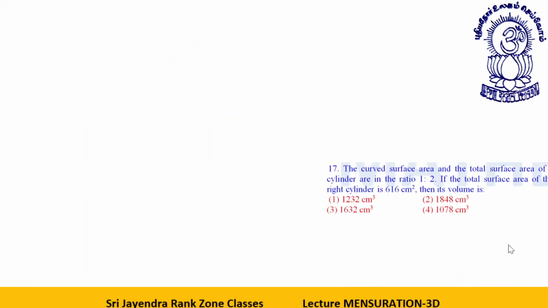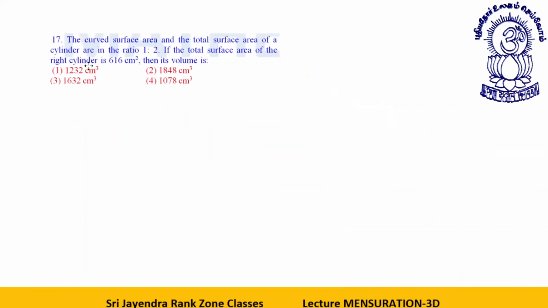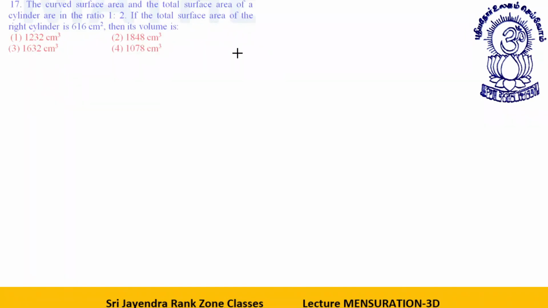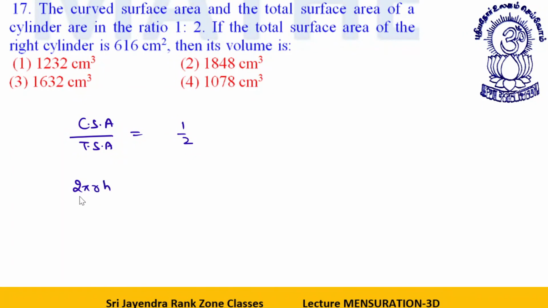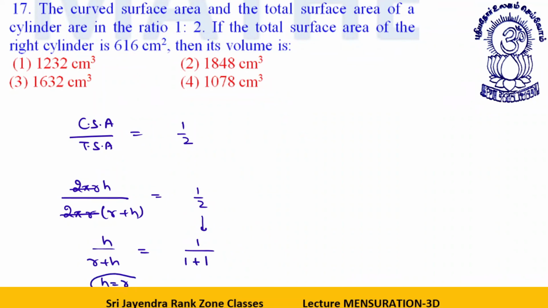Okay. The next question we have is: the CSA and the total surface area of a cylinder are in the ratio 1 is to 2. CSA by TSA is 1 by 2. What is CSA? 2 pi r h divided by 2 pi r into r plus h. 2 pi r and 2 pi r cancel. This gives you h upon r plus h is equal to 1 by 2. This 1 by 2 I will read as 1 plus 1, which means h is equal to r. I can say this is the ratio. H is equal to r.